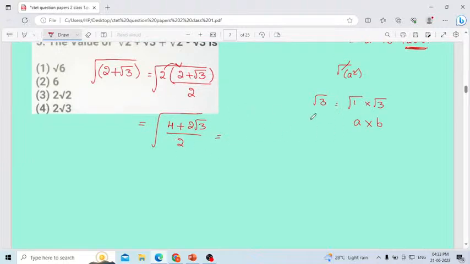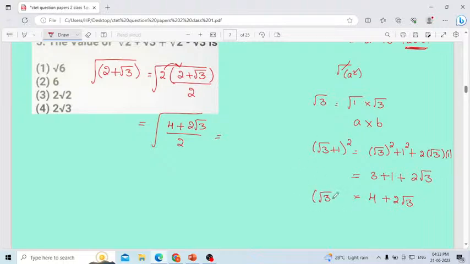Now express this one in the form of root 3 plus 1 whole square. I will write here root 3 plus 1 whole square. It will be equal to root 3 square plus 1 square plus 2 into root 3 into 1, because I express it in the form of a plus b whole square. Then this is 3 plus 1 plus 2 root 3. 3 plus 1 is nothing but 4, so 4 plus 2 root 3. Yes, in the place of 4 plus 2 root 3, you can write root 3 plus 1 whole square.